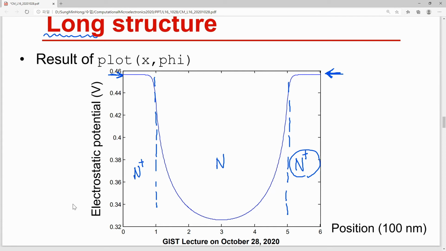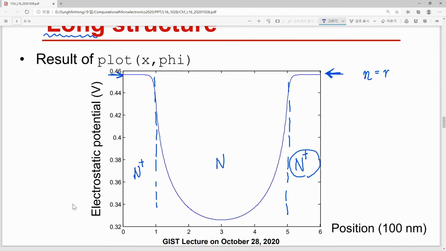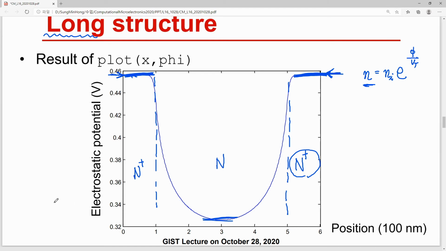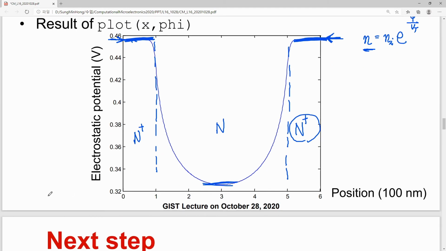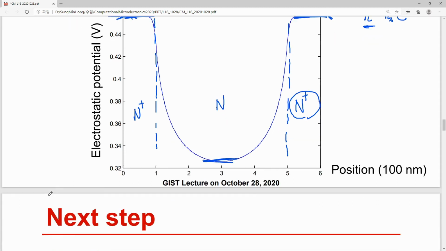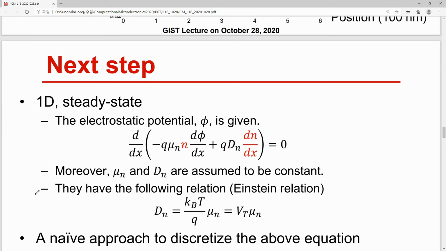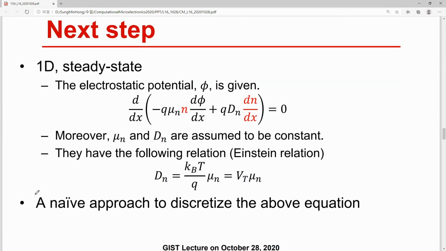It is simply because at equilibrium your electron density is given by n_i times exponential of phi over Vt. Okay, so up to now we have not made any progress. We just repeated our previous work on the nonlinear Poisson equation. And how about the next step? In this case, we will try to solve the continuity equation.